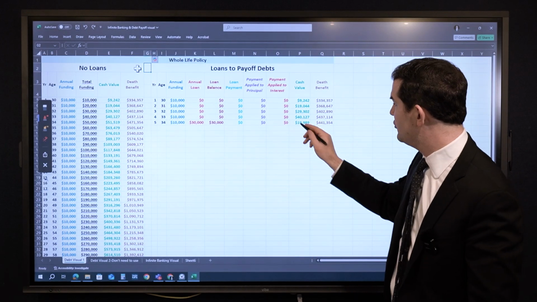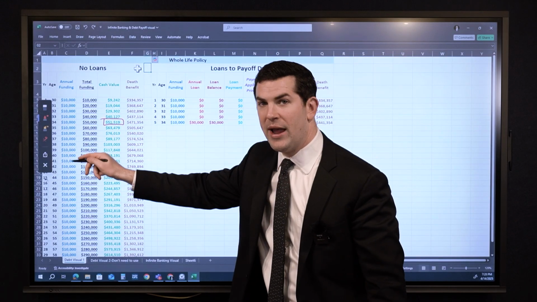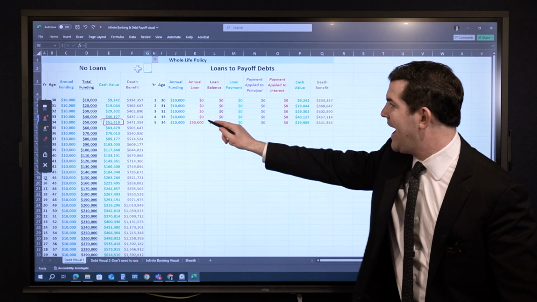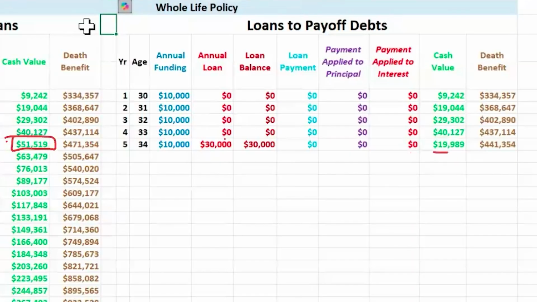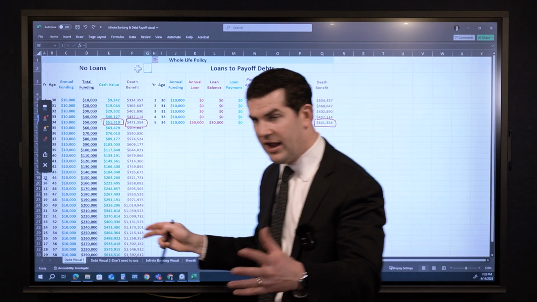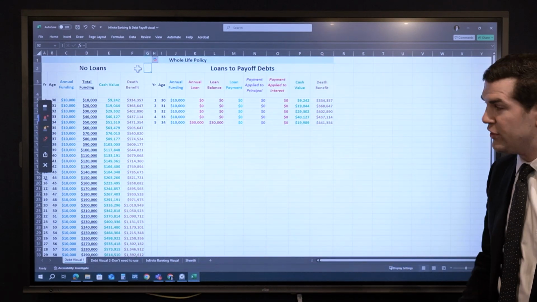When you take a policy loan, the amount that you can borrow is based on what you have in cash value. So before the loan, you had $51,500. After the $30,000 loan, you have just about $20,000. Before the loan, your death benefit was $471,000. After the loan, it's $441,000. It's reduced by exactly $30,000. Anytime you take a loan, you'll notice your death benefit will be reduced dollar for dollar.